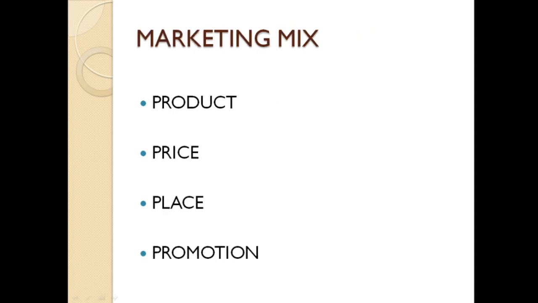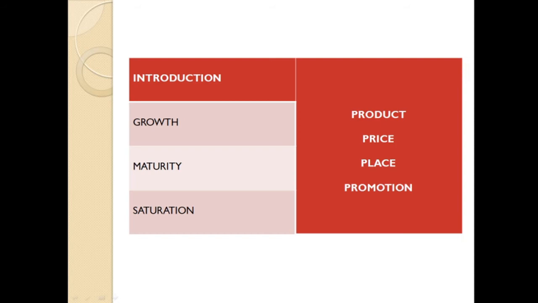And when you come to marketing mix, we know that the four P's are product, price, place, and promotion. In this video, we'll try to understand how the marketing mix decisions can be taken based on the stage in which the product lies in the PLC. So this is going to be the comparison in all the stages of PLC: introduction, growth, maturity, and saturation. All the four P's have to be taken into consideration. So let us see one by one how the four P's can be modified, or strategized, in every stage.